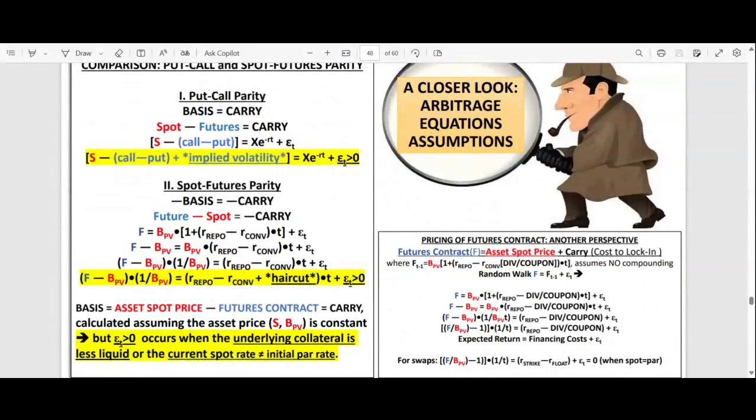I got a question here. Should we attempt to calculate? No, just do the problems that I give you on the problem set.